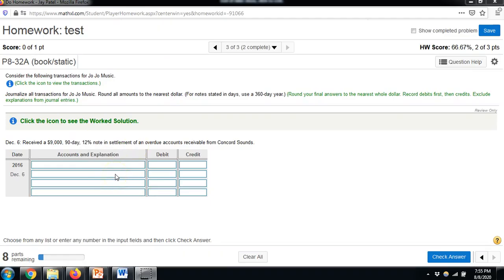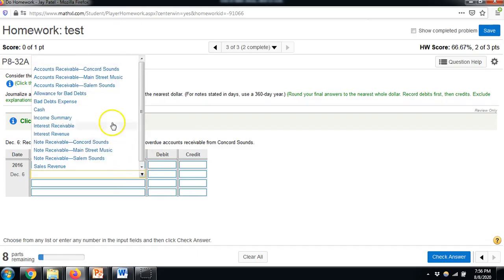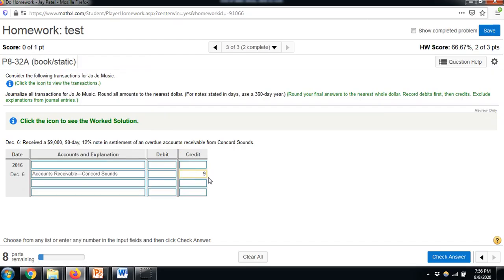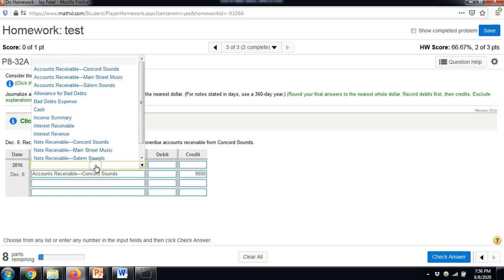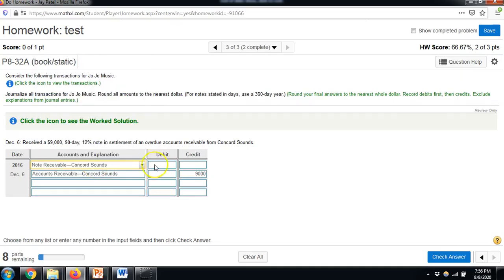Basically, let's think about what the account receivable has become. It's going to be removed. The account receivable is going to be removed. So we know account receivable is typically a debit normal. So to remove it, we're going to have to credit it by 9,000. And what are we getting in exchange? A different type of asset called a note receivable from Concord Sounds for $9,000. So we're basically swapping one type of asset for another. We are removing the account receivable and we're switching it to a note receivable.